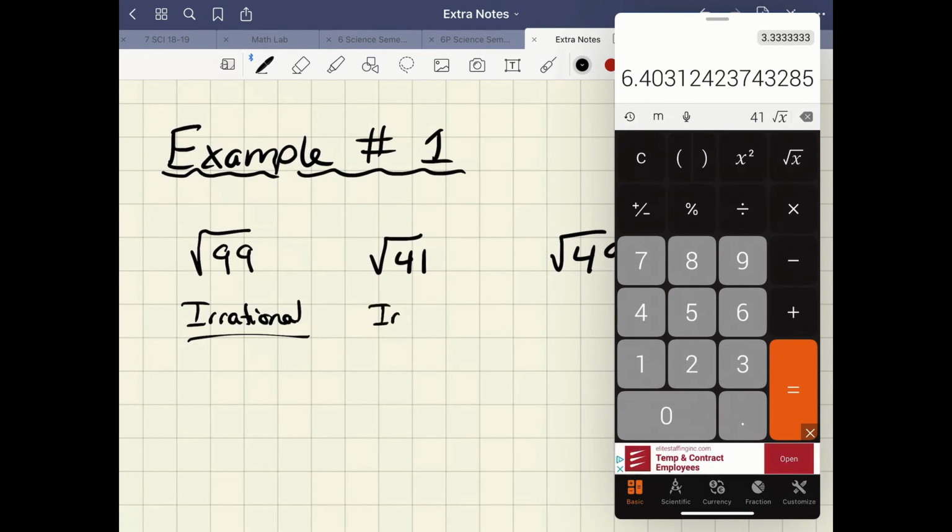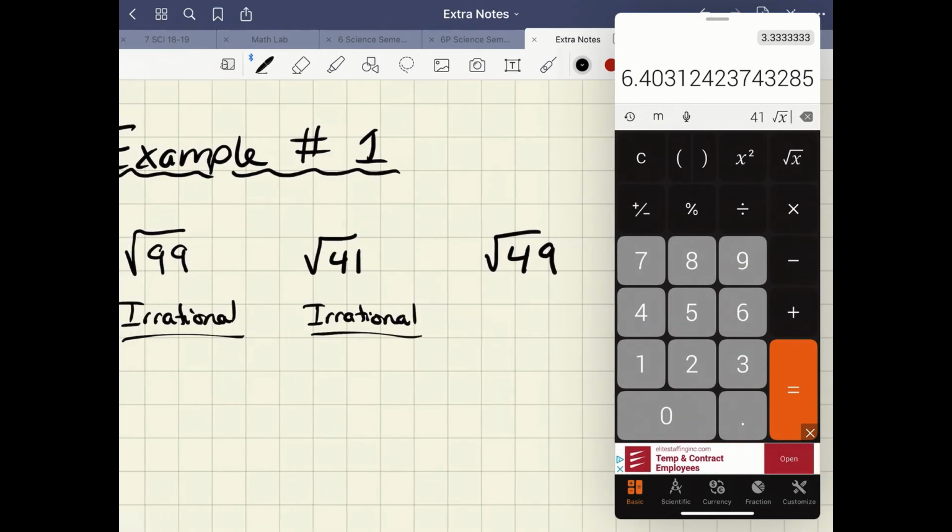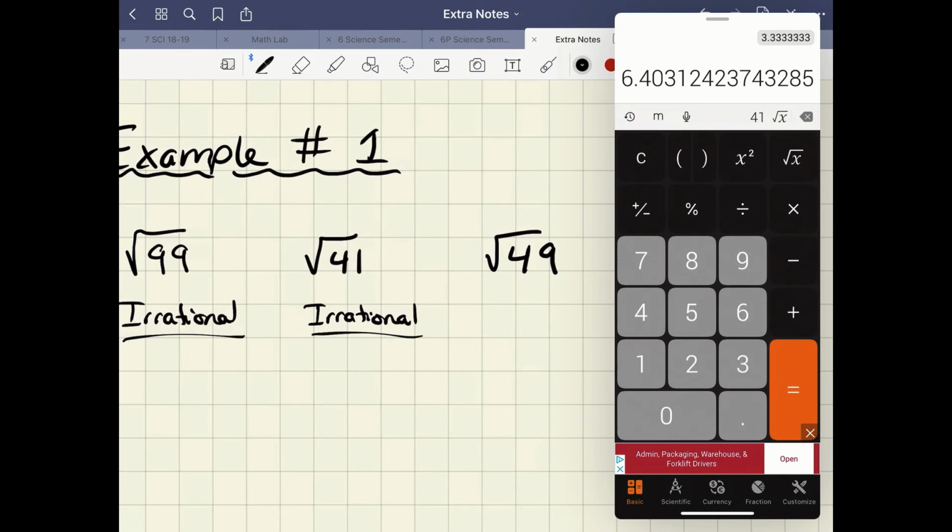So again, irrational. It should probably go without saying, but just because you can't see the end of the numbers here in the calculator does not mean that it doesn't go on forever. If I had a larger calculator, I would see the numbers just would continue to go on and on and on. All right, last but not least, the square root of 49.